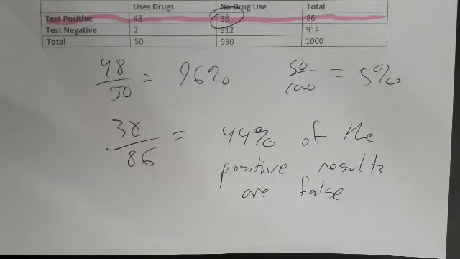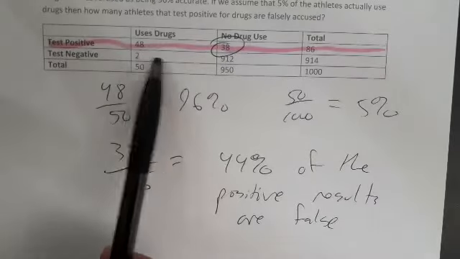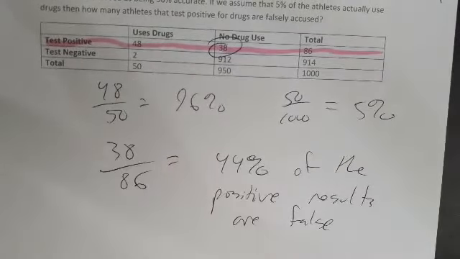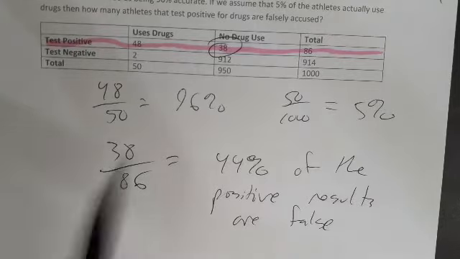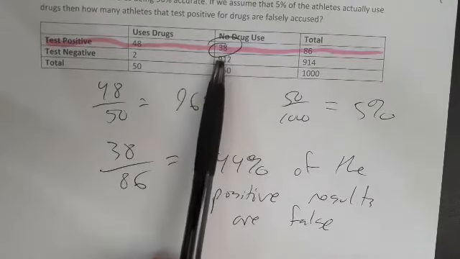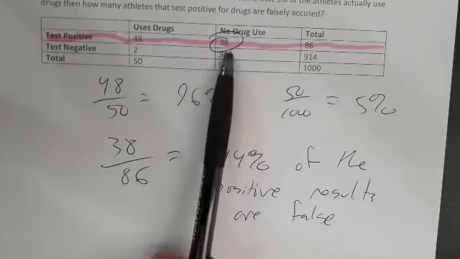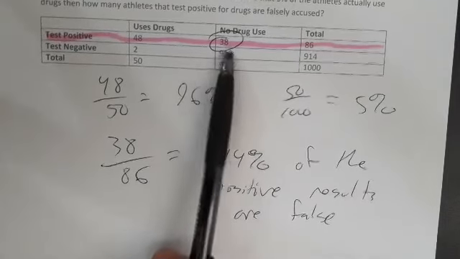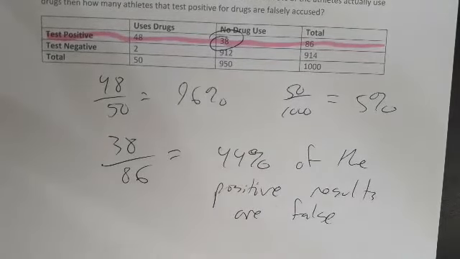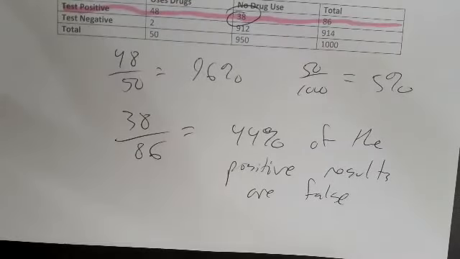This goes back to having 1,000 students. You convicted a total of 48 students, and you correctly convicted them of using drugs, but you also incorrectly accused 38 students. So this is a pretty large number. 44% of the people that you actually accused were innocent. There's a large proportion of innocent people that you're kind of crucifying in order to get this drug test passed.